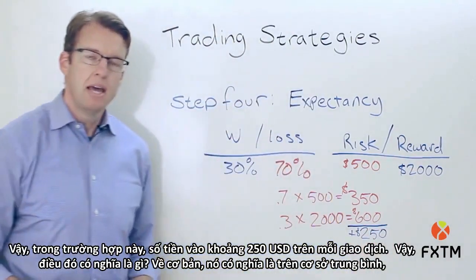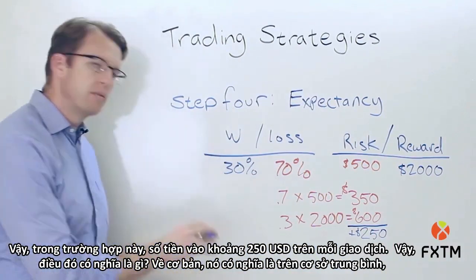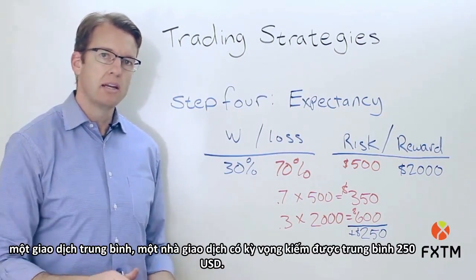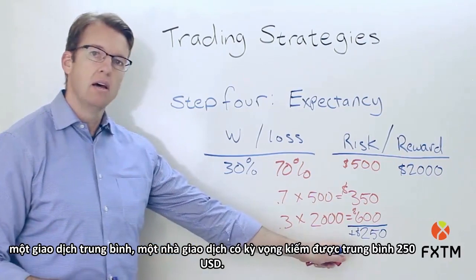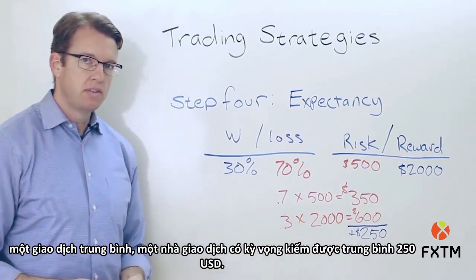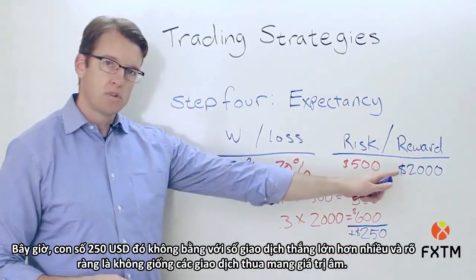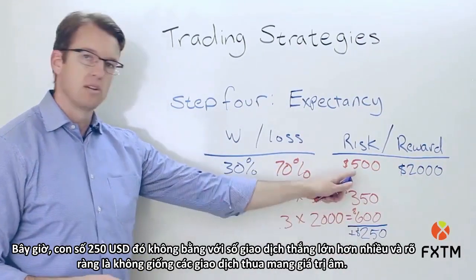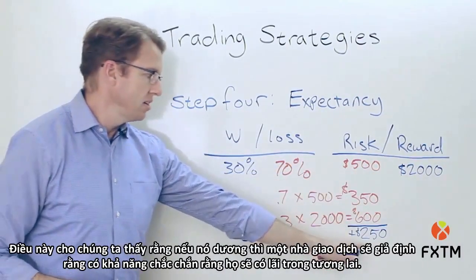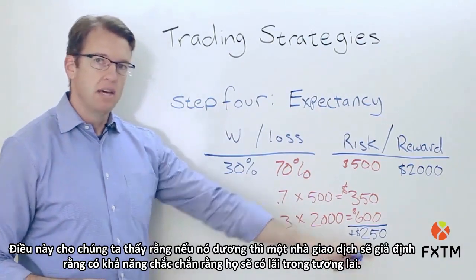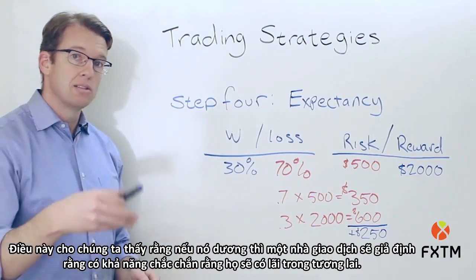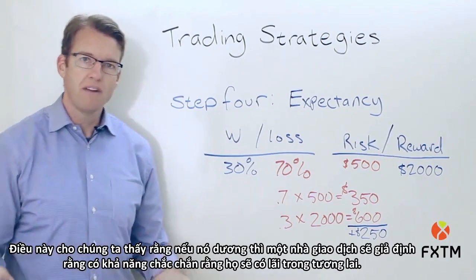So what does that mean? That basically means that on an average trade, a trader would have an expectancy of earning $250 on average. Now that $250 is not equal to their winners, which are much larger, and it's obviously not the same as their losers, which are negative. What this tells us is if it's positive, then a trader would assume that there's a certain likelihood that they'll be able to be profitable in the future.